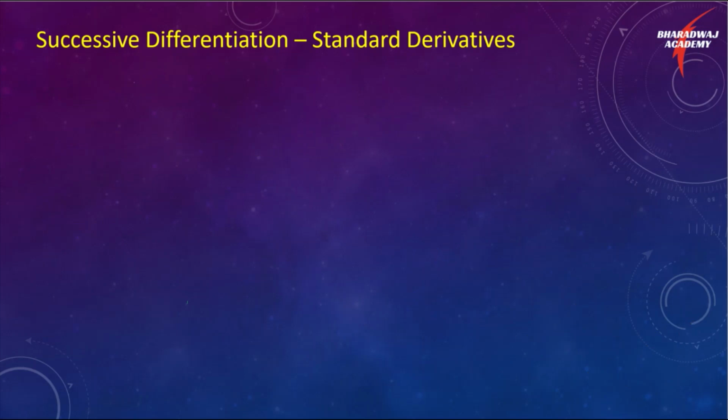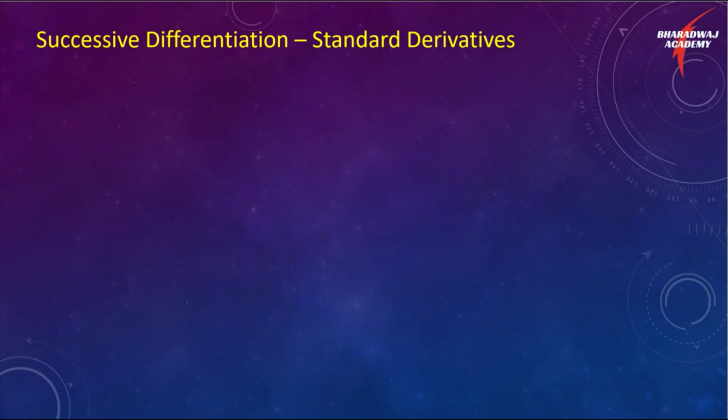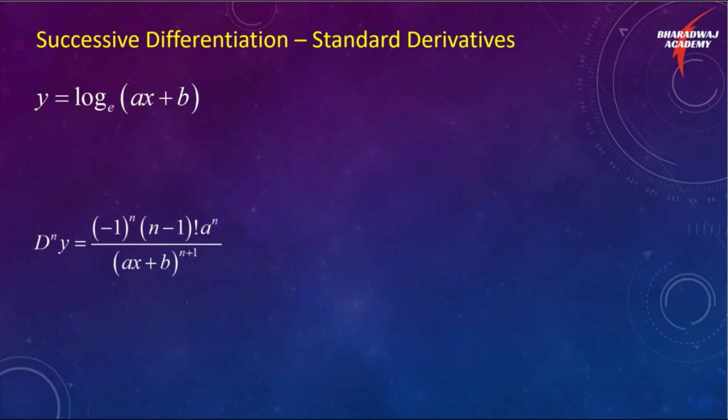So the next case is the function in the form of 1 by ax plus b, basically the inverse x function. Here is the formula for the nth derivative. We will of course see an example of the previous case, but before that, let's see another important function with a similar result. Yes, logarithms. y is equal to log ax plus b to the base e. So here is the formula for the nth derivative of this function.